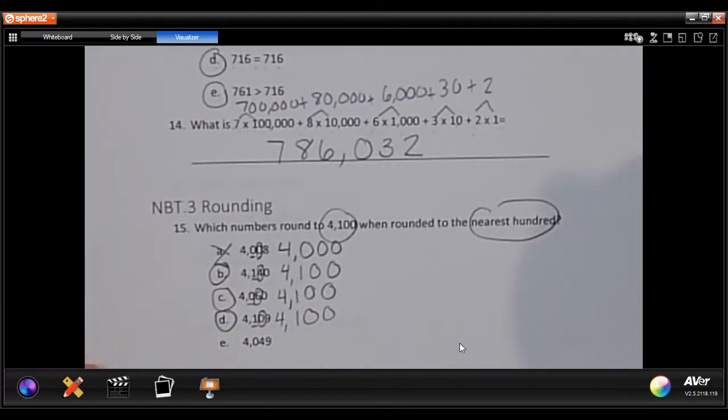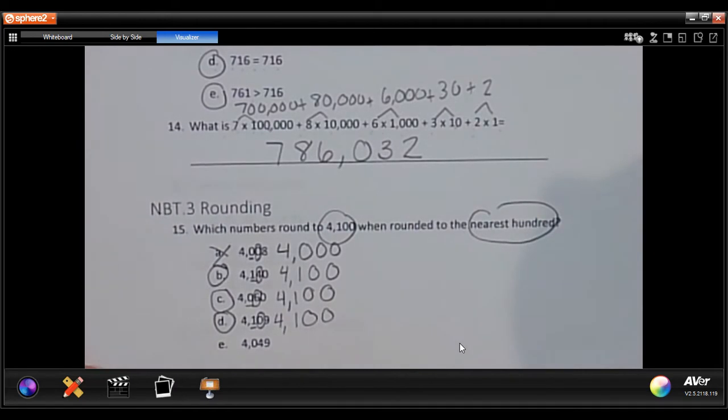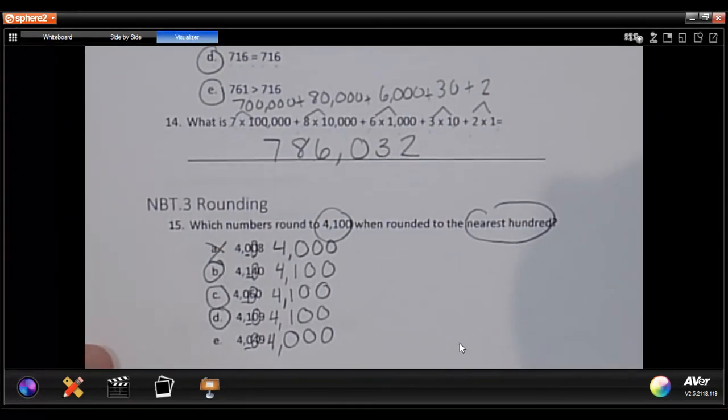Last one is E, 4,049. Underline the hundreds, circle the place to the right. Ask myself, is 4 0 to 4 or 5 to 9? It's 0 to 4, so the 0 stays on the floor. My digits to the left stay the same. My digits to the right become zeros. That is not one of my answers because it rounds to 4,000.